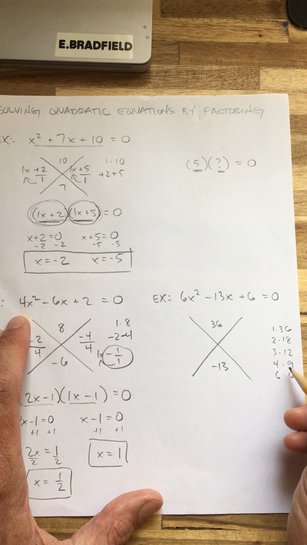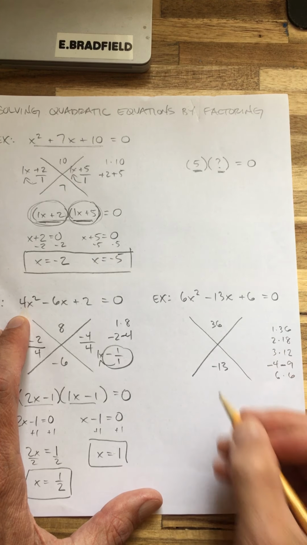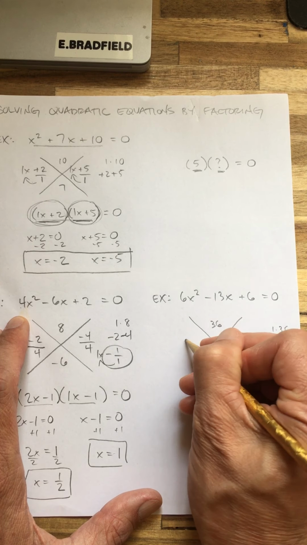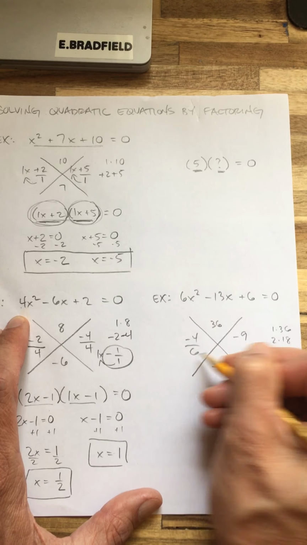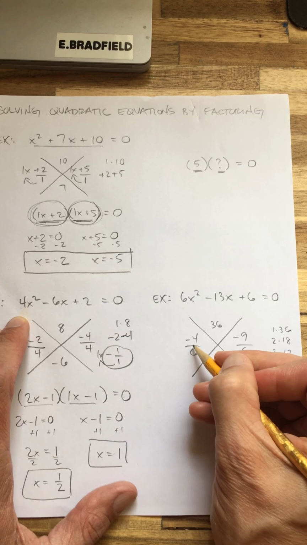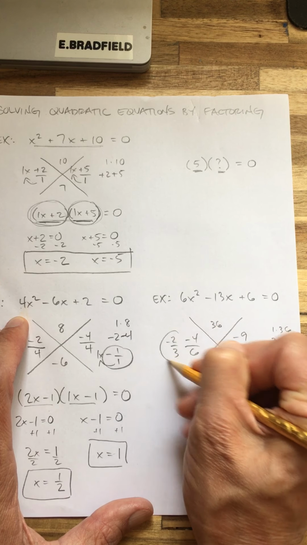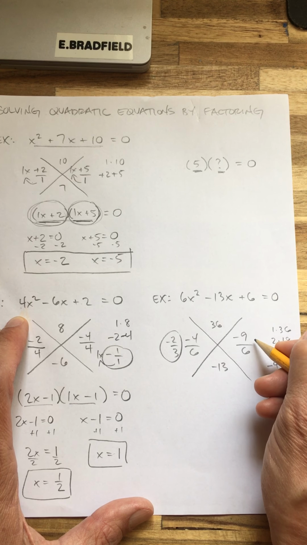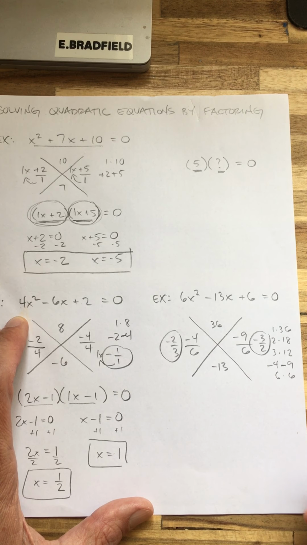All right, and it looks like the 4 times 9. If I have a negative 4 and a negative 9, doesn't that add to negative 13? All right, so put your negative 4 here, your negative 9 here. And we need to divide by 6. Divide by 6. Reduce this. That's going to be negative 2 over 3. Put a circle around it. Reduce this. This is going to be negative 3 over 2. Put a circle around that. Okay.